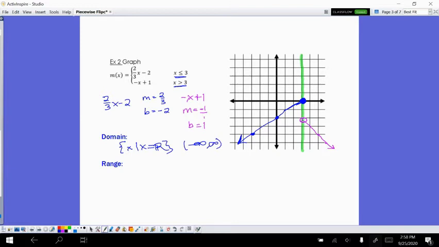When we look at the range, we're looking up and down. And our graph goes to negative infinity, but the highest value is up here at a y value of 0, right here. So our range in set notation is y is less than or equal to 0. We can say, in terms of range, our graph goes from negative infinity to 0 in interval notation.